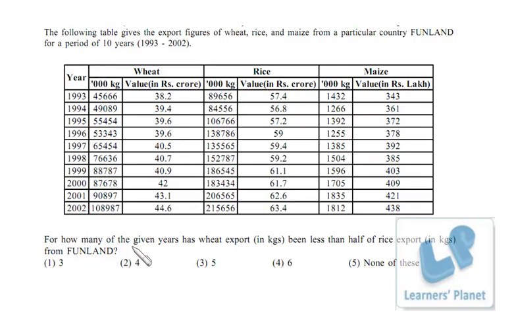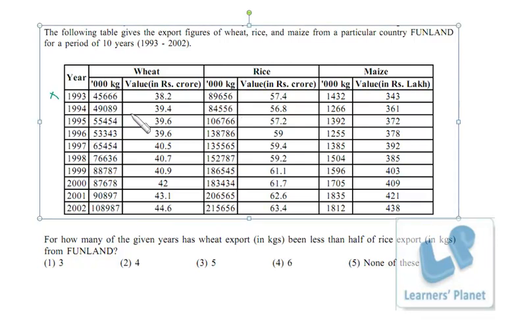For how many of the given years has wheat export been less than half of rice export from Finland in kilograms? Wheat is less than half, that means rice should be more than double, that we have to find out, right? Rice should be more than double. Now just start from 93. Rice 45 into 2 is 90, so it's not more than double. 49 into 2, it's not even more than double.